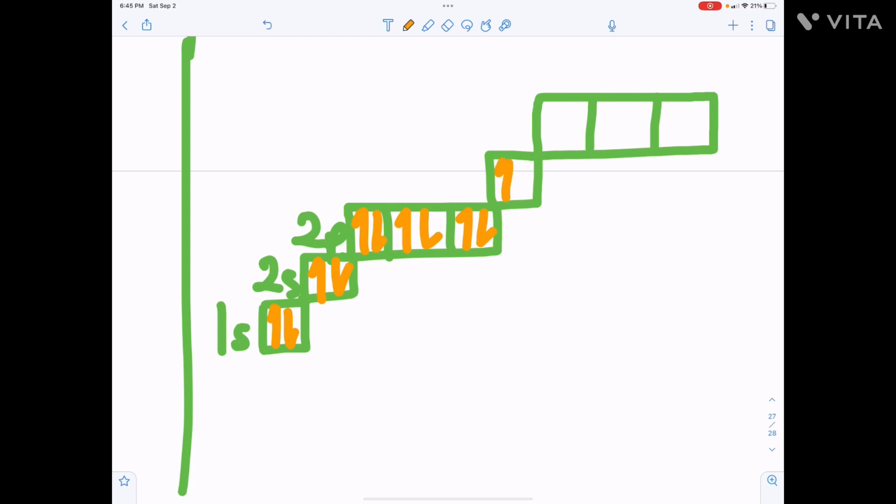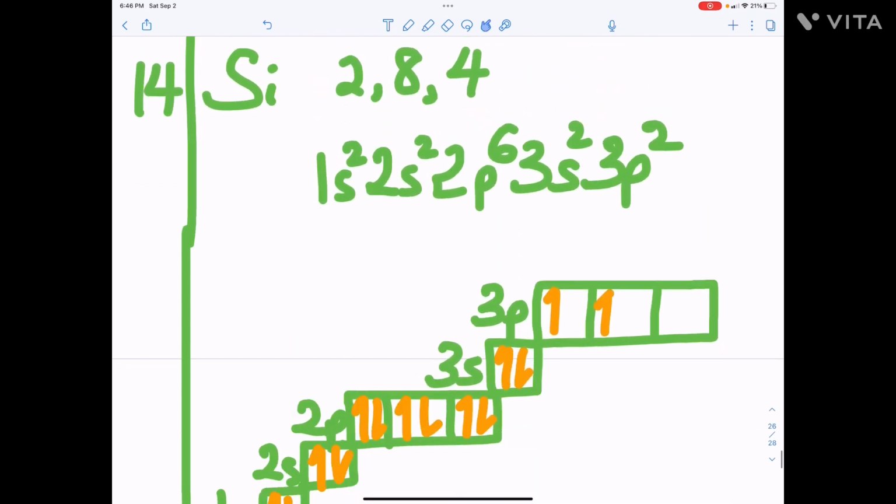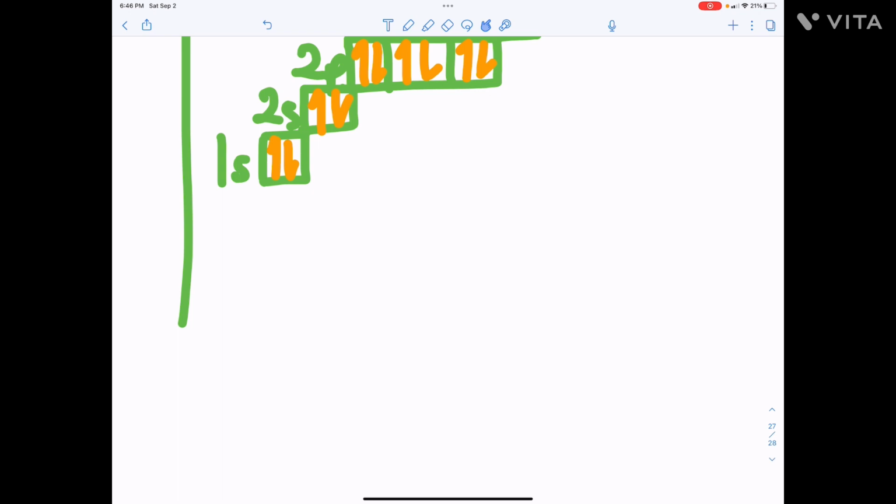So 3s2 and 3p2. I think that's 3s2, 3p2. So this is the quantum electron configuration of an atom of silicon. That means that's how the electrons of a silicon atom are arranged in its subshells and orbitals.